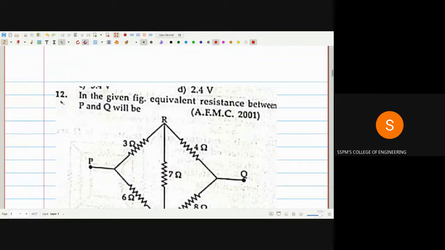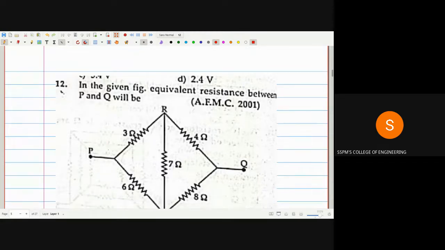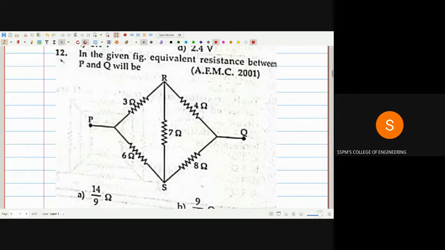In the given figure, the equivalent resistance between P and Q. आता आपल्याला काय काढायचं आहे? व्हॉट इज द इक्विव्हॅलेंट रेजिस्टन्स बिटवीन P and Q काढायचं. So at the first sight this circuit is looking very complicated, but you have to apply one trick. You have to apply the theory of Wheatstone bridge.